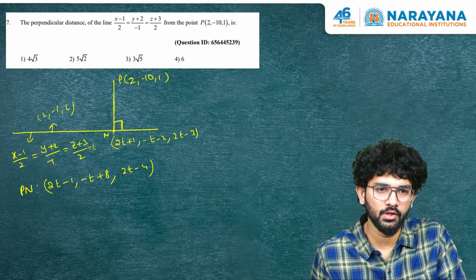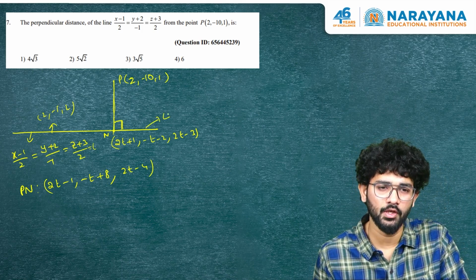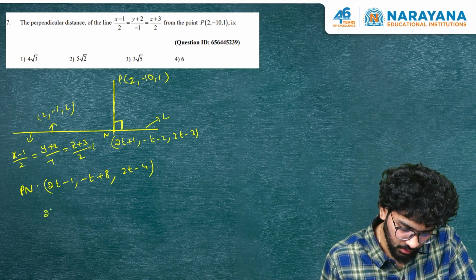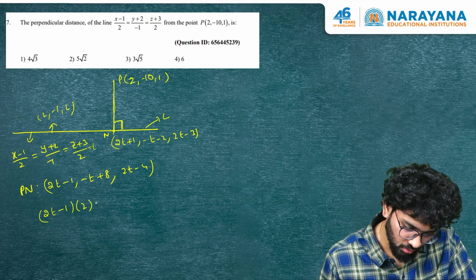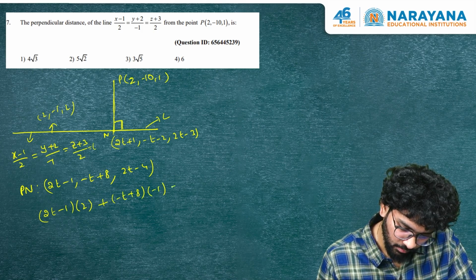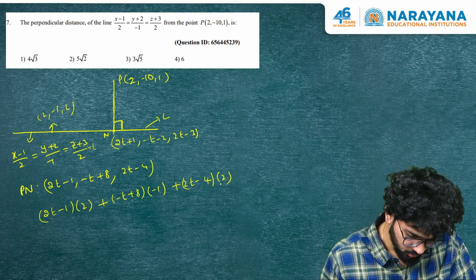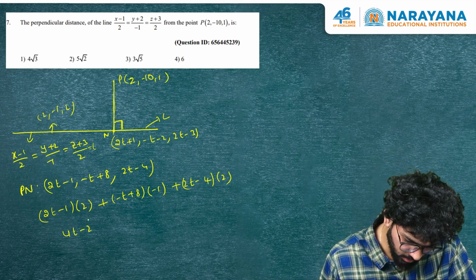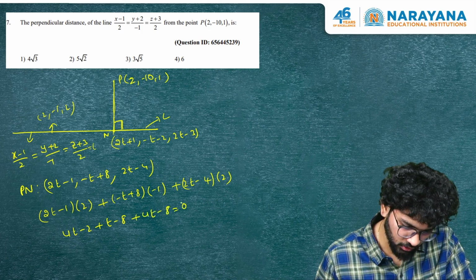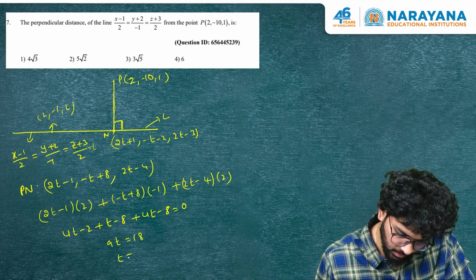If I assume this line as L, the dot product between the direction ratios of L and Pn must be equal to 0 because they are perpendicular. So if I apply that, (2t - 1) into 2 plus (-t + 8) into (-1) plus (2t - 4) into 2. If you simplify this, you get 4t - 2 + t - 8 + 4t - 8 = 0. From here we get 9t = 18, t = 2.